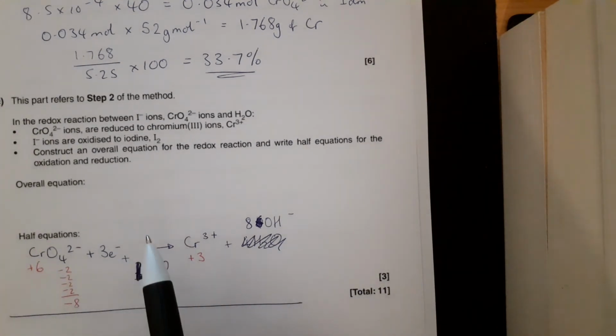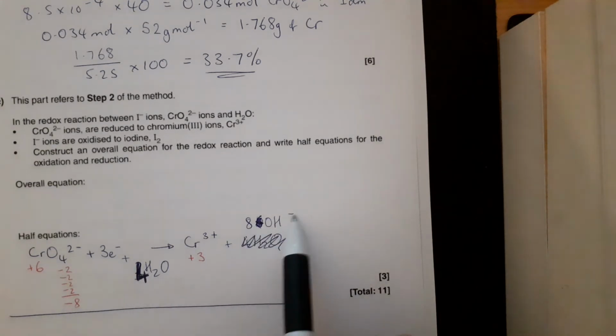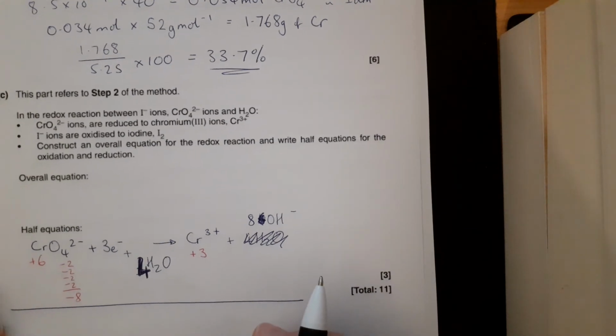Let's just check the charges balance. That's always a good thing to do. I've got 2 minus plus 3 minus. That's 5 minus on that side. I've got 3 plus and 8 minus. I've got 5 minus there as well. That's fine. Right, so that's one half equation.